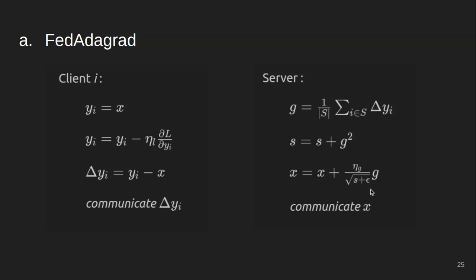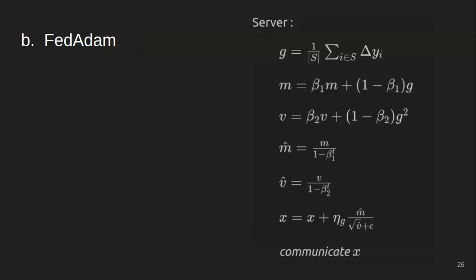Epsilon is a very small value, which is used to avoid getting 0 in the denominator, so that we can't get infinity. I have usually set it to 10 to the power minus 6 in my implementation. After that, the server will communicate this updated new global model to the participating clients.